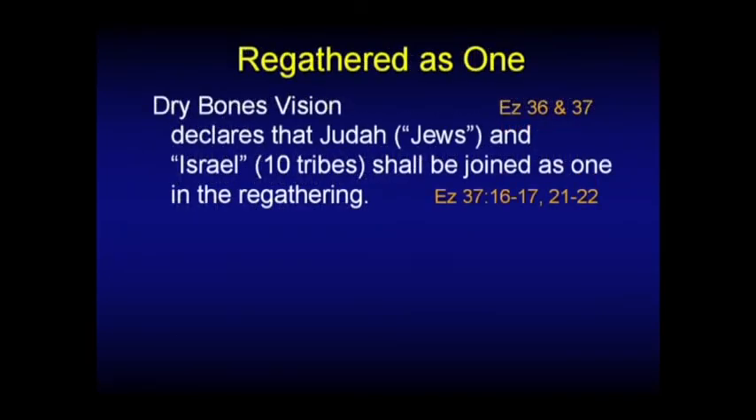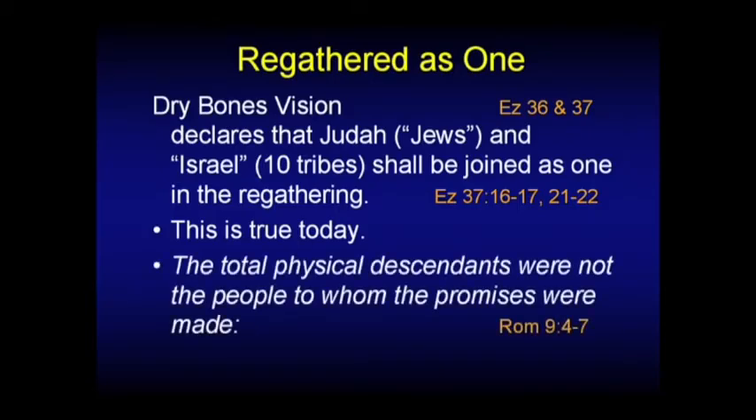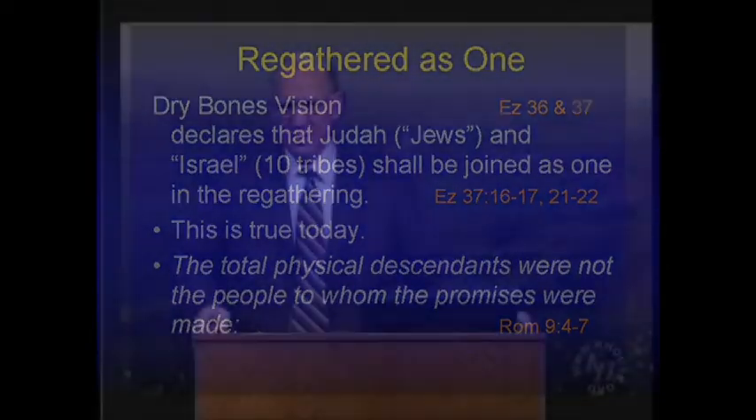So they're regathered as one. That's what the dry bones vision, Ezekiel 36 and 37, declares, that Jews and Israel will be joined as one at the regathering. So there aren't tribes that are lost. Okay? And this is true today. They're being regathered. And all this underscores is the total physical descendants were not the people to whom the promises were made. To get into that one, get into Romans 9, verses 4 through 7. It's speaking to the Israel of God, not just the fact that they have Jewish blood. It's a whole other issue, not just the physical. The physical descendancy is not the issue.